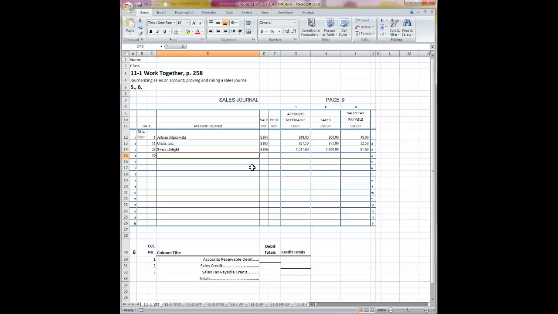Okay, so next thing we do, we write the word totals. This is not carried forward. We're not closing out this page. It's the end of the month, so we're writing the word totaled. There's no sales invoice number. There's no post ref, but we do want to add up these columns.